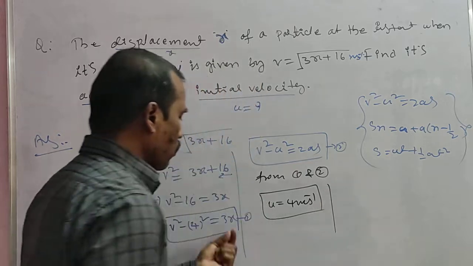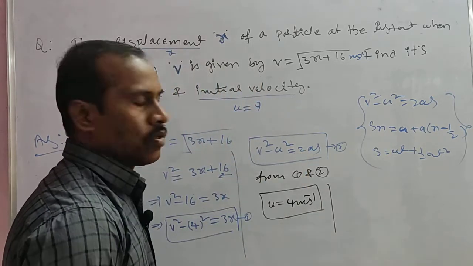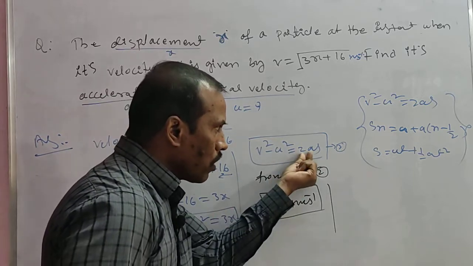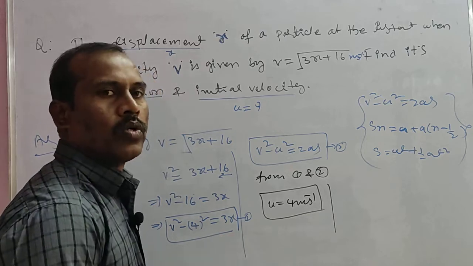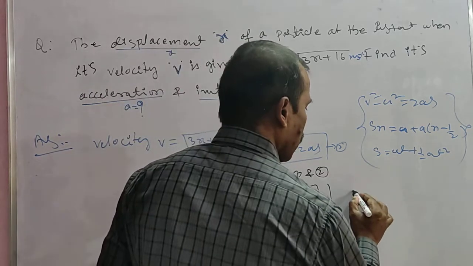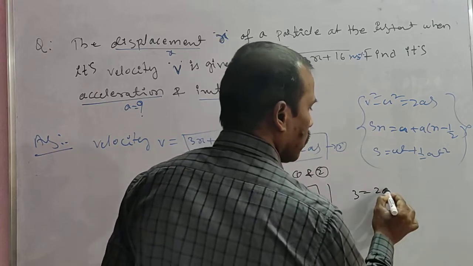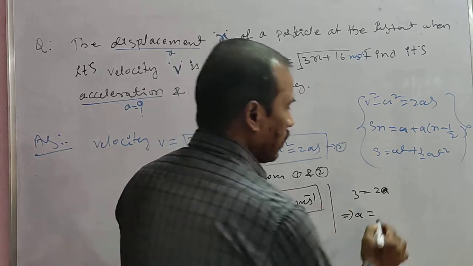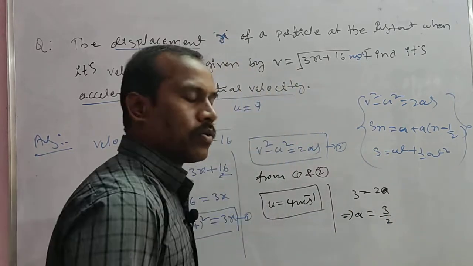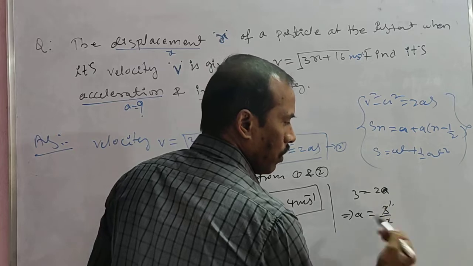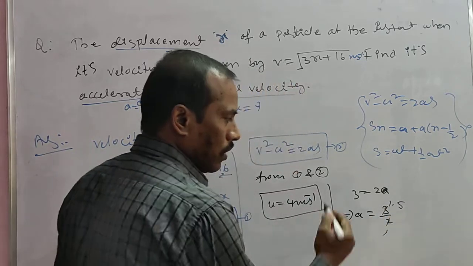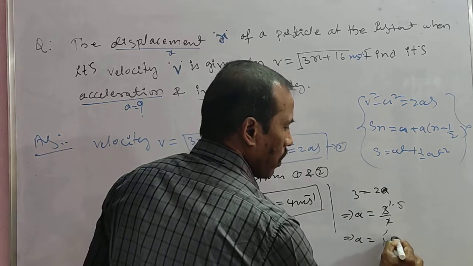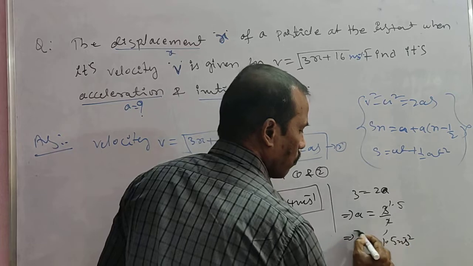Next, comparing 3x is equal to 2as, x is equal to x. That means the remaining constant terms, 2a is equal to just 3. So 3 is equal to 2a, which simplifies to a is equal to 3 by 2. That is equal to the acceleration of the particle: a is equal to 1.5 meter per second square.